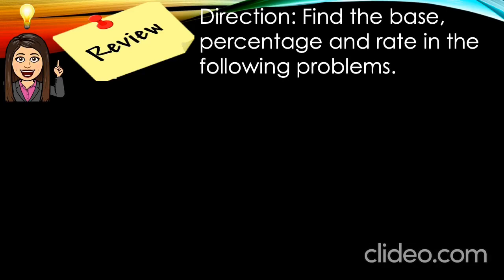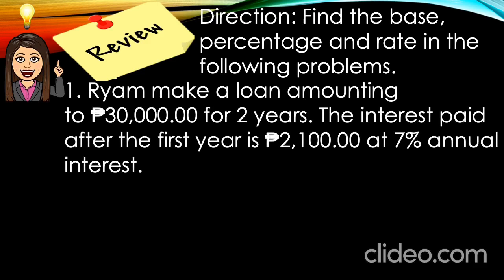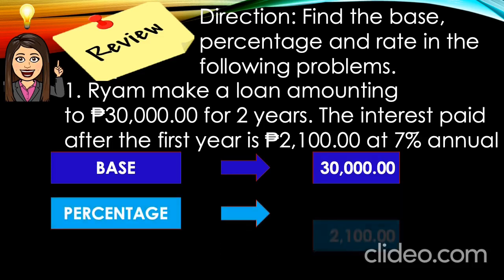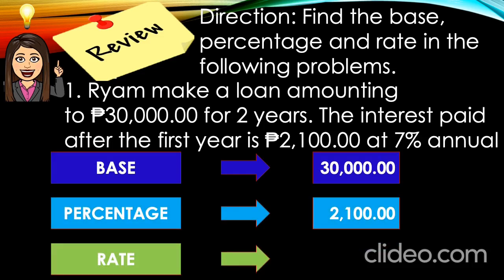Let us have our first problem. You're just going to find the base, the percentage, and the rate in the following problems. First problem: Raya made a loan amounting to 30,000 for 2 years. The interest paid after the first year is 2,100 at 7% annual interest. What is the base? The base is 30,000. The percentage is 2,100 and the rate is 7%.